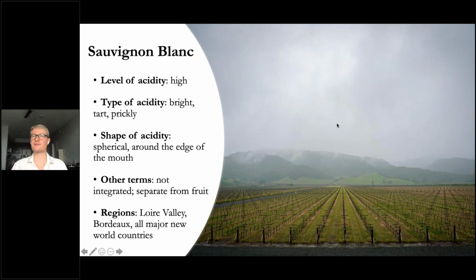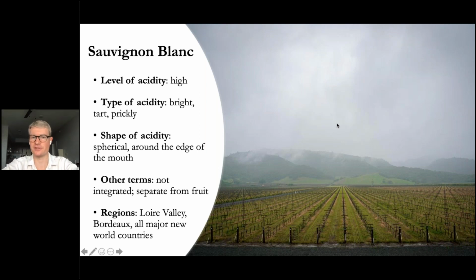And then the New World countries for Sauvignon Blanc, of course, New Zealand is classic. I think New Zealand mostly behaves quite like the Loire Valley because it's a cool climate region. Perhaps a little bit more integration into the fruit, but I still think the acidity can feel a little bit tart and separate from the fruit. And then in warmer climates, you're going to find the acidity a bit more tucked in there.